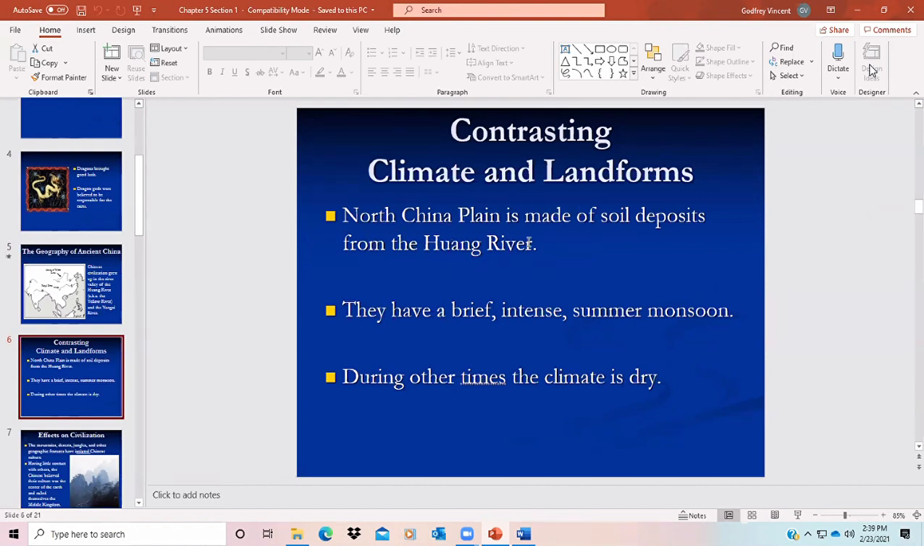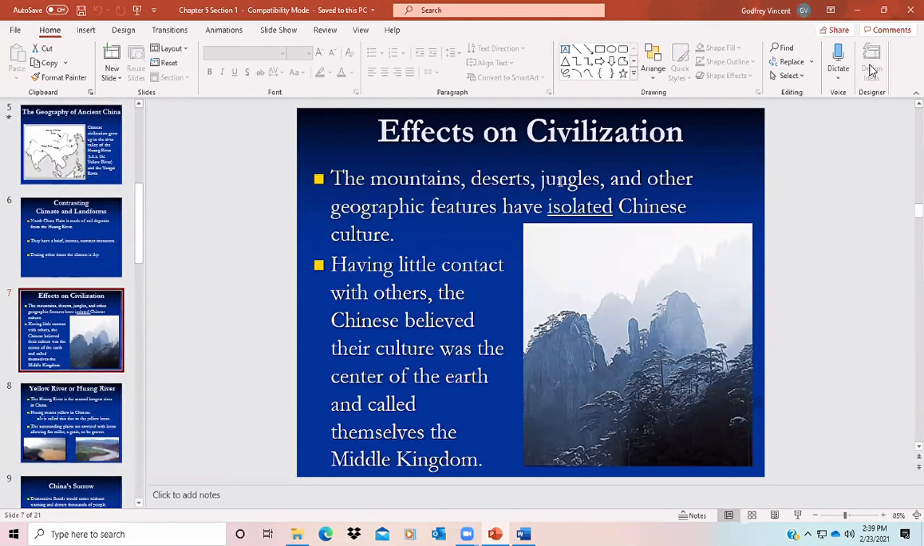In terms of climate and landforms, the North China Plain is made up of soil deposits from the Hong River. And because of this, China is protected by mountains, desert, jungles, and other geographic features that have isolated Chinese culture. That made China believe that they are the best kingdom of the world. They saw themselves as the Middle Kingdom. In other words, no one else existed but China. The Chinese see themselves as superior to others, because the only nation that really conquered China was the Japanese, and that came centuries after.